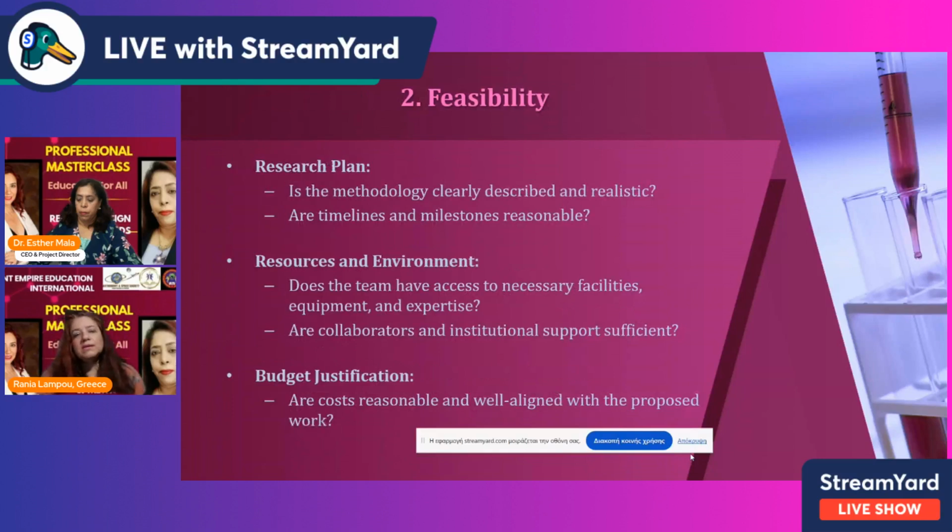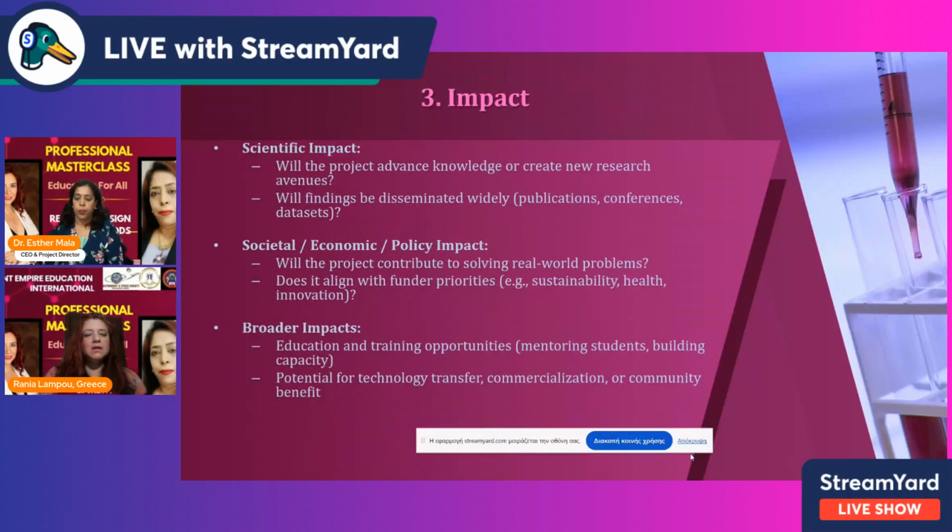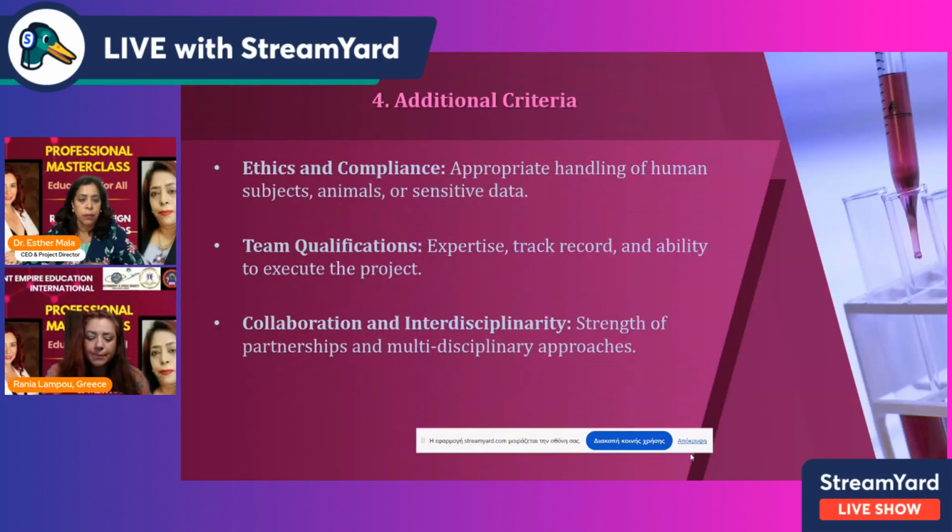The second one is to check if the research plan that you have submitted is feasible and realistic: the timelines are reasonable, the resources and environment, whether you have access to necessary facilities, and the budget justification, whether the costs are reasonable. And the impact. The impact is usually scientific: will the project advance knowledge or create new research avenues? Social: will the project contribute to solving real-world problems? And broader impacts: education, training opportunities, or potential for technology transfer, commercialization, etc. Additional criteria could involve ethics and compliance, the team qualifications, a track record of expertise to show they are able to execute the project, and the strength of partnerships and multidisciplinary approaches.